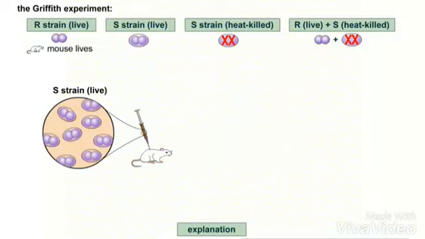Cells of the smooth or S strain of Streptococcus pneumoniae produce a capsule that allows them to escape phagocytosis by the body's defensive white blood cells. When mice are injected with these cells, the mice die.